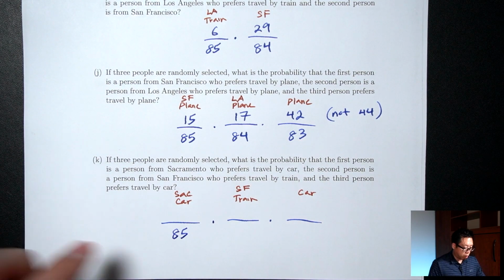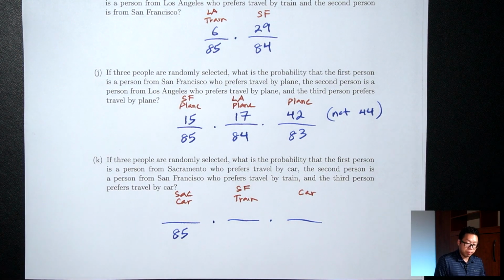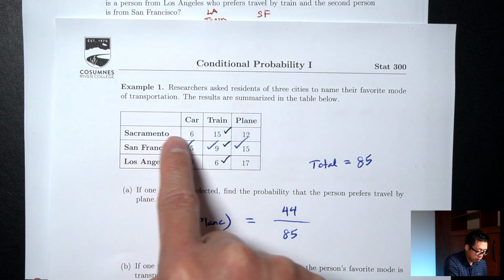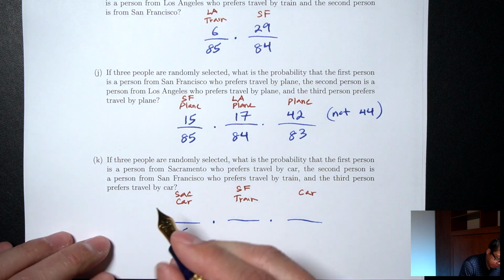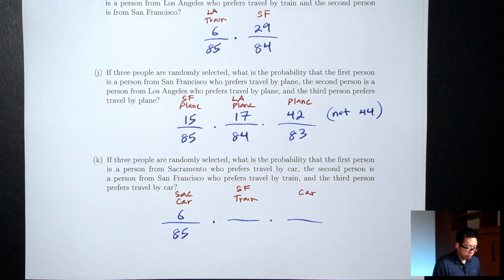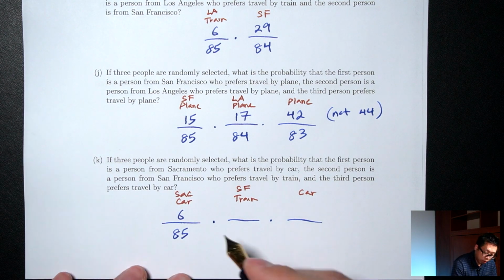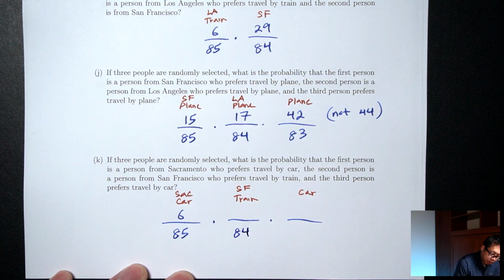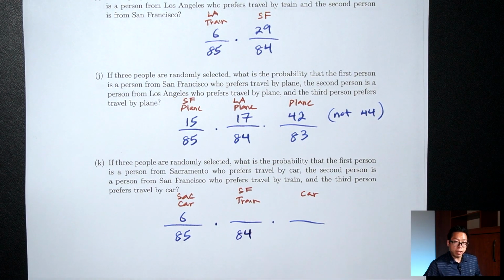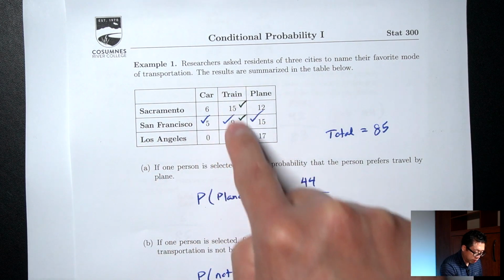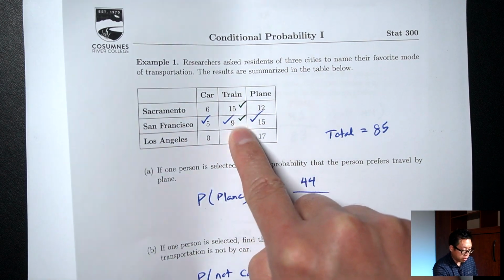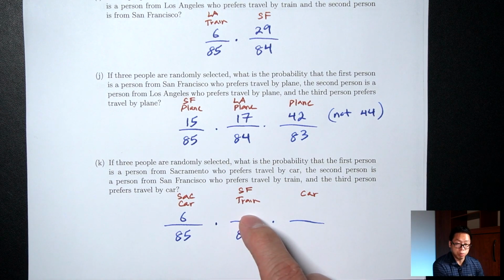And then how many people are Sacramento car? Sacramento car, 6. For the second fraction, keep in mind that we already selected one person, so we don't have the full 85. We're down to 84. SF train, 9. Okay, question is, is it 9 or do we have to reduce?